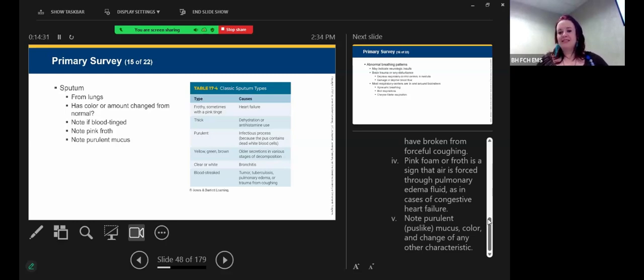Pink foam or froth is a sign that air is forced through the pulmonary edema fluid, as in cases of CHF. Note purulent or pus-like mucus color and change of any other characteristic.